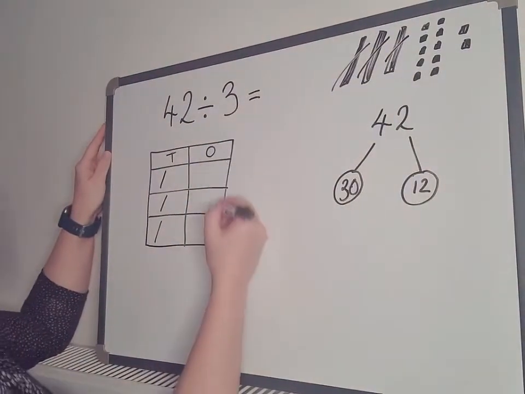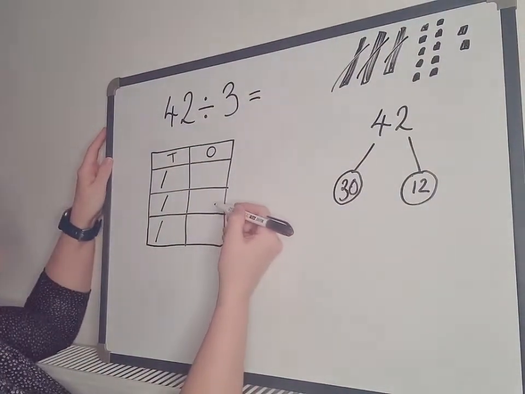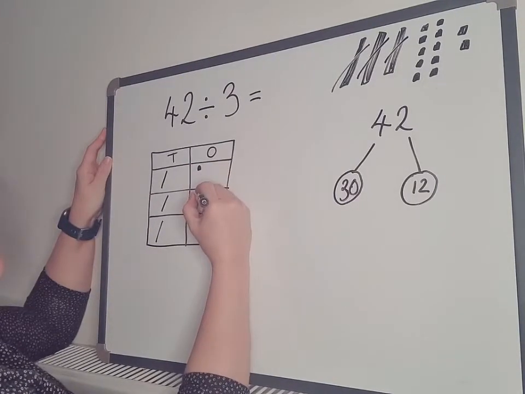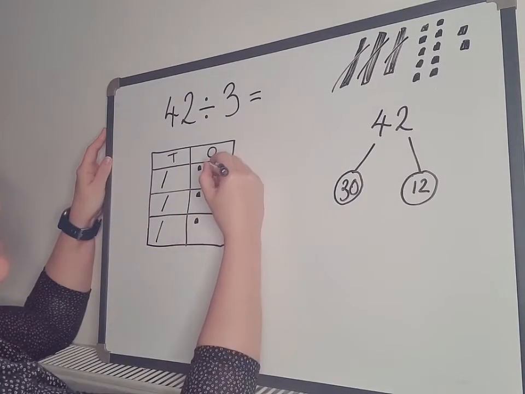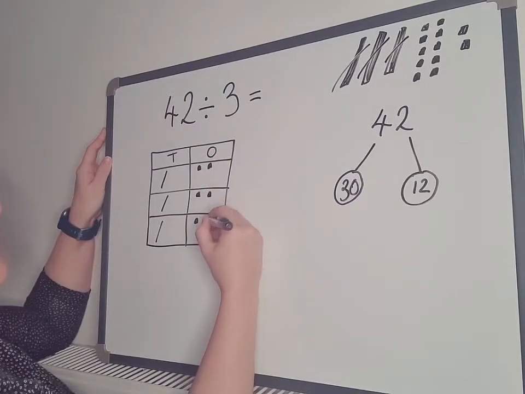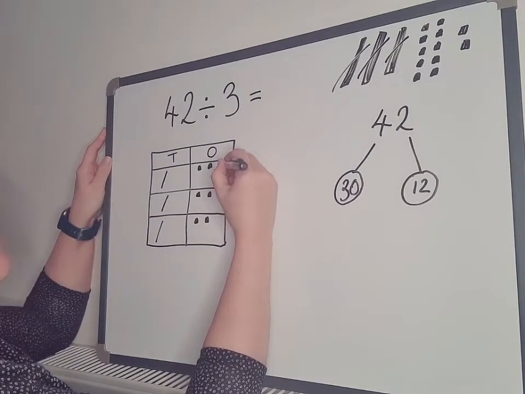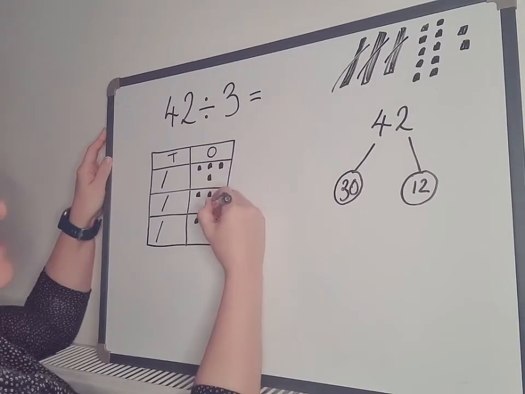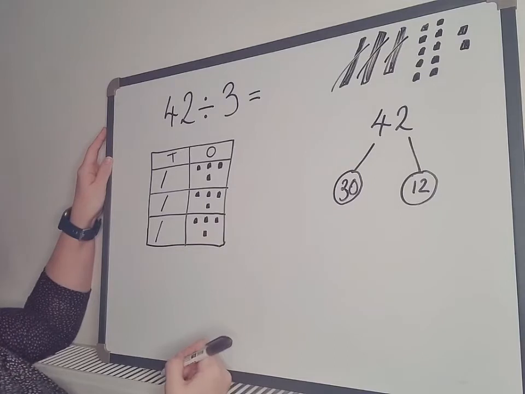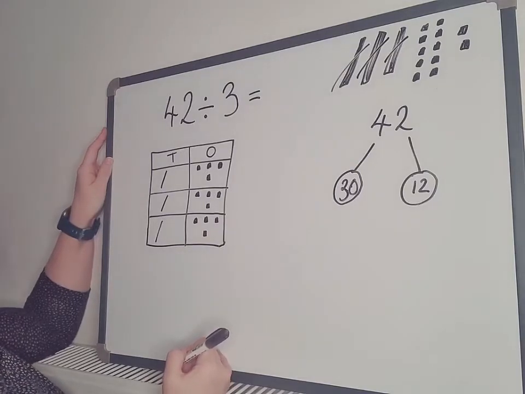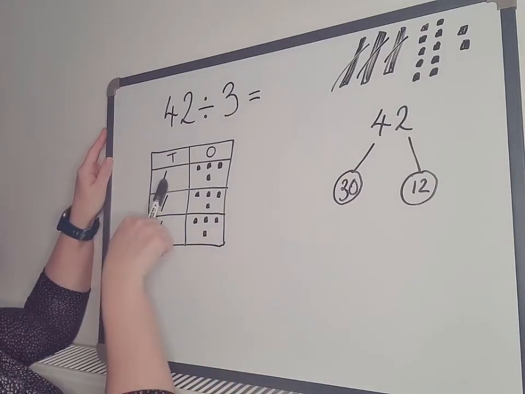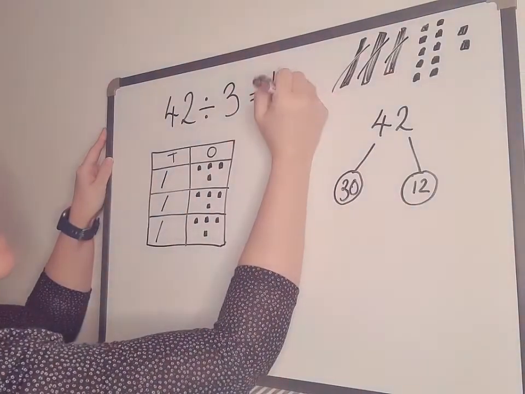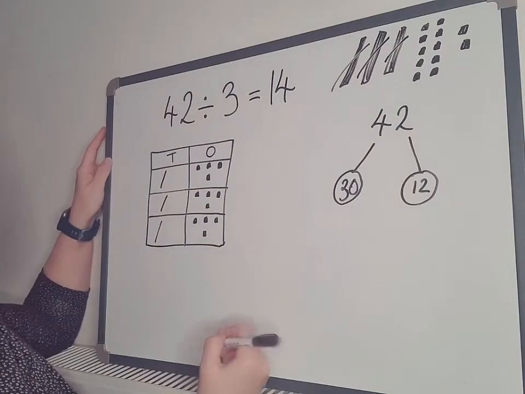So don't forget we're in the ones column. I made that mistake yesterday, didn't I? So we've got 12 ones. 1, 2, 3, 4, 5, 6, 7, 8, 9, 10, 11, 12. Okay, so what's our answer then? So 10 and 4, 14.